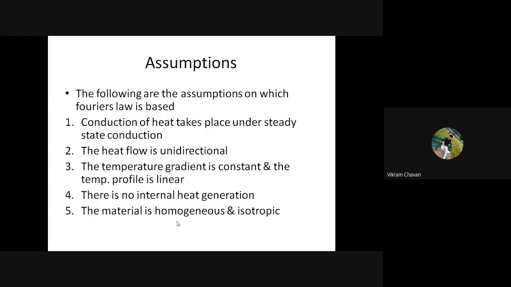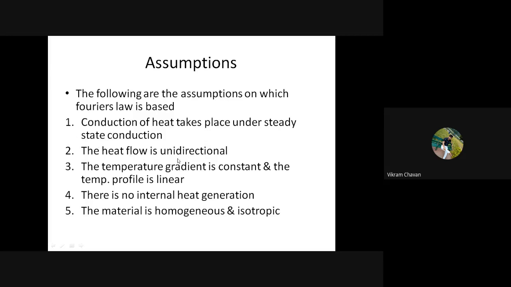Okay, so now to apply this particular law, we need to consider some assumptions. Following are the assumptions on which Fourier's law is based. First one is that conduction of heat takes place under steady state conduction. Steady state means what? There will not be a change in temperature at a particular position with respect to time. So that is nothing but steady state heat conduction.